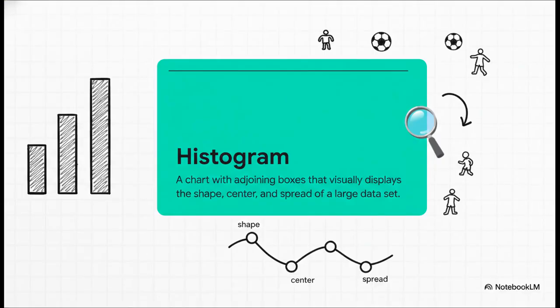So, what is a histogram really? At its heart, it's kind of like a bar chart, but with a very specific, very important job. As the OpenStax statistics text points out, it's the perfect tool for when you have a big data set, like 100 values or more, just like our soccer player data. Its whole purpose is to show you three key things instantly: the overall shape of your data, where the middle is, and how spread out everything is.